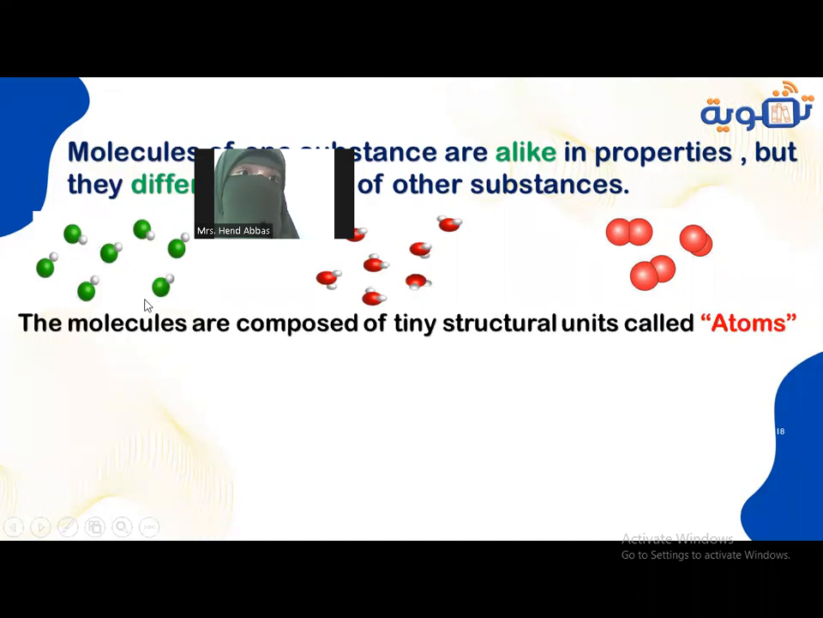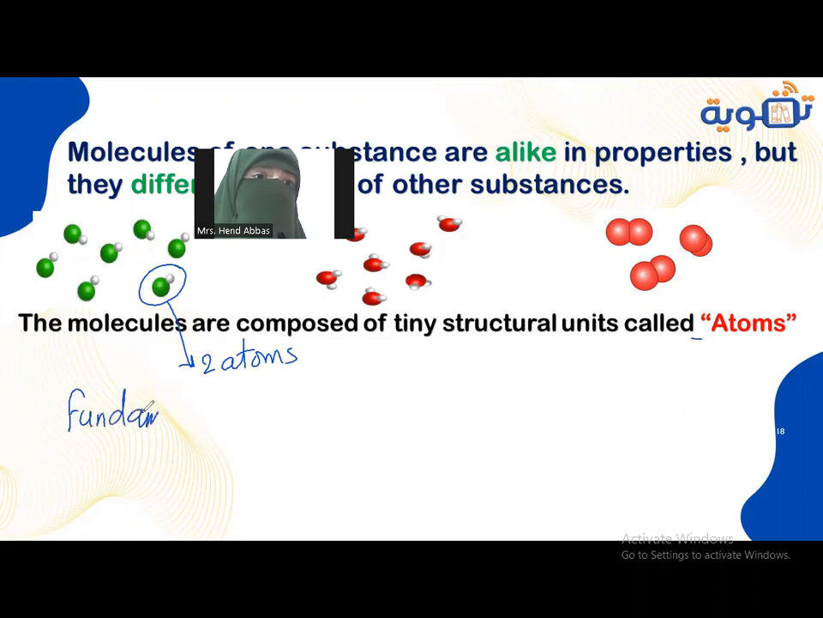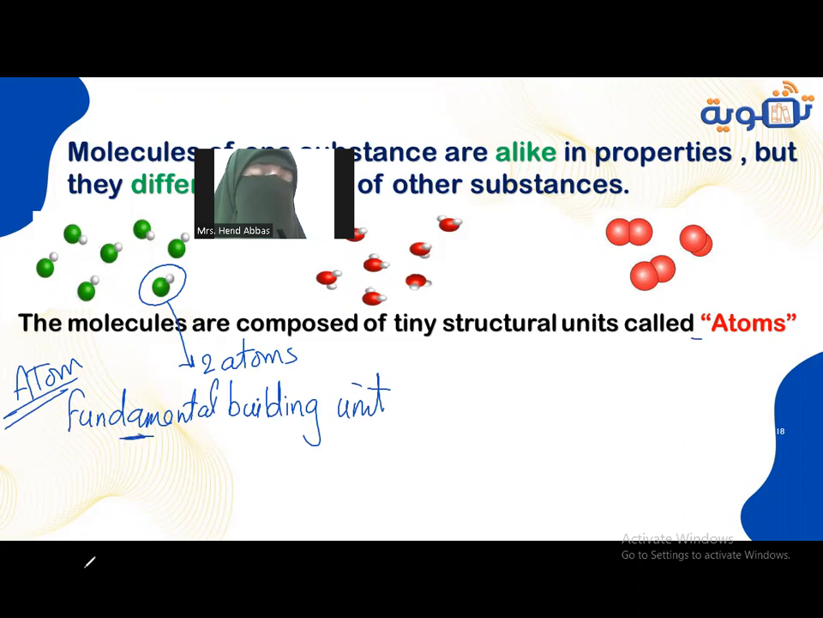And that molecule consists of smaller units called what? Called atoms. So this molecule consists of 2 atoms. Okay, so what is the atom? The atom is the fundamental building unit of matter. This is the atom. But what is the molecule? Molecule is the building unit without the word fundamental. Fundamental is related to the atom.